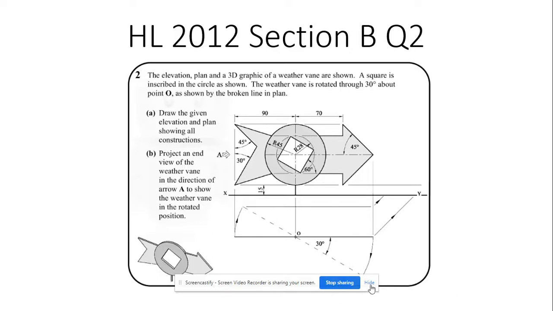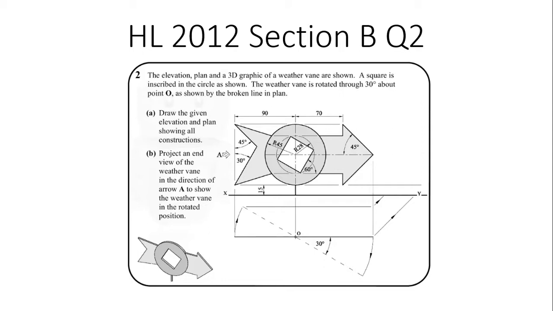Right, so lads, this is a video basically explaining how to do the 2012 Section B question 2 in higher level. It tells us the elevation, plan and a 3D graphic of a weather vane are shown. A square is inscribed in the circle as shown. The weather vane is rotated through 30 degrees about point O as shown by the broken line in plan.